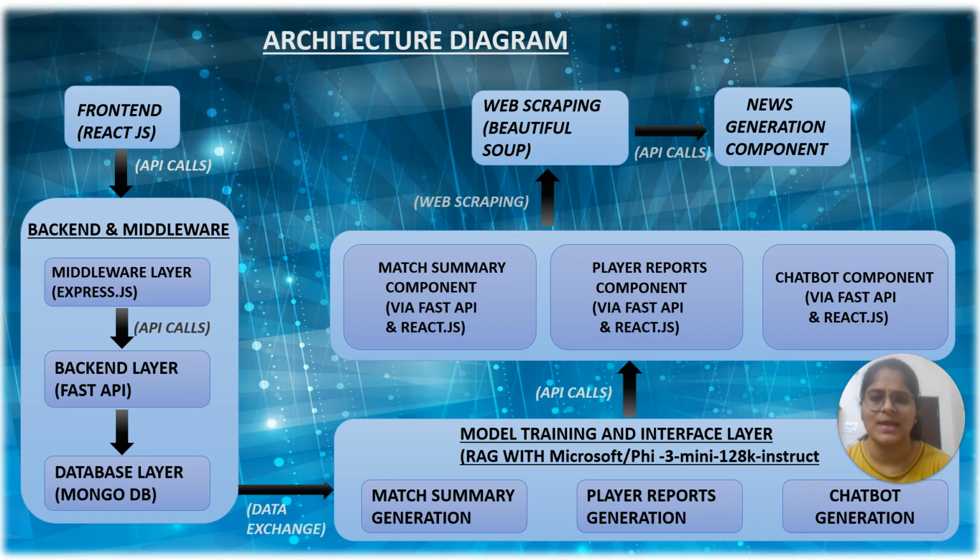Next, here is the architecture diagram of our project. As of now, we know that we have done our project with React.js, and it gives API calls to the backend and the middleware. For the middleware, we have used Express.js. It gives the API call to the backend, which is FastAPI. As we know, the database layer is MongoDB.